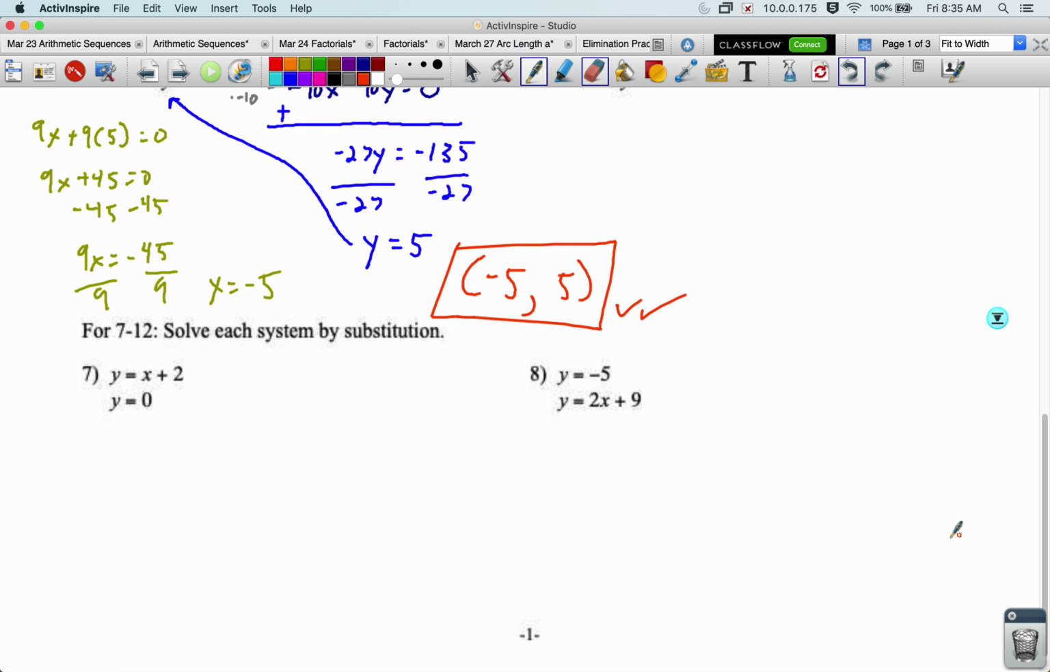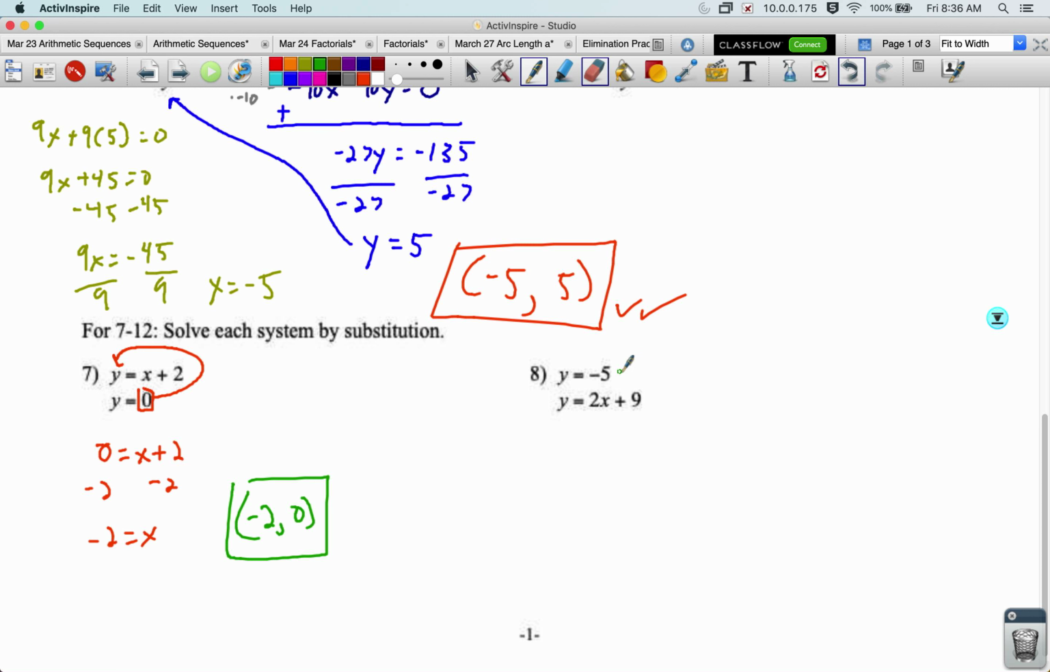Alright, solve by substitution. Well, we've got some interesting ones here where one of our equations is already solved. y equals 0 just tells us one of the answers. So now I can take that 0 and plug it in for this y right here and get the equation 0 equals x plus 2. Minus 2 from both sides, negative 2 equals x, and I'm already done. I can just write this as an ordered pair, negative 2 comma 0.